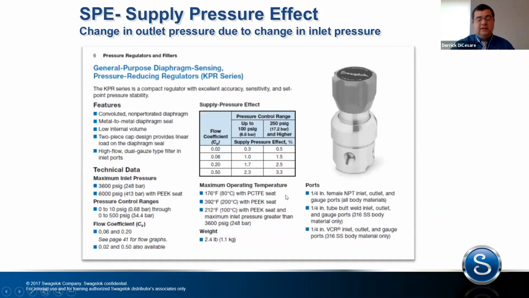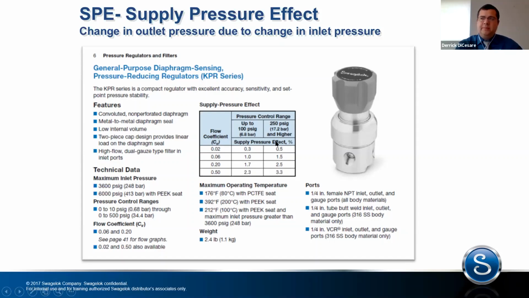So the supply pressure effects for Swagelok regulators are all listed in the catalog overview page. This is a cut sheet of the KPR. This is the top snippet of it. Depending on the flow coefficient that you choose and the control range that are selected, this is going to be the resulting supply pressure effects that you can expect through that regulator. So the 1% that we were looking at was a 0 to 100 control with a 0.06 flow coefficient.